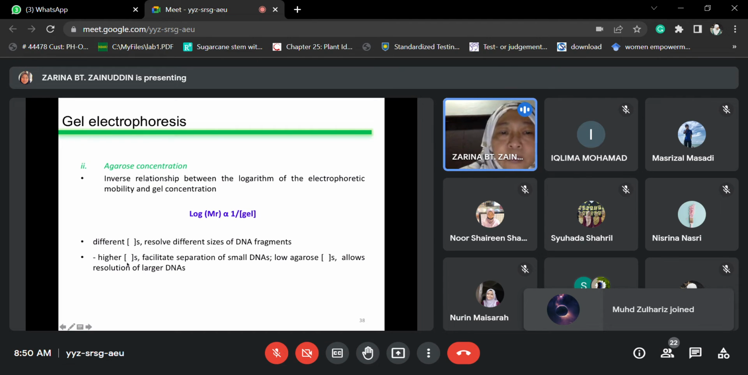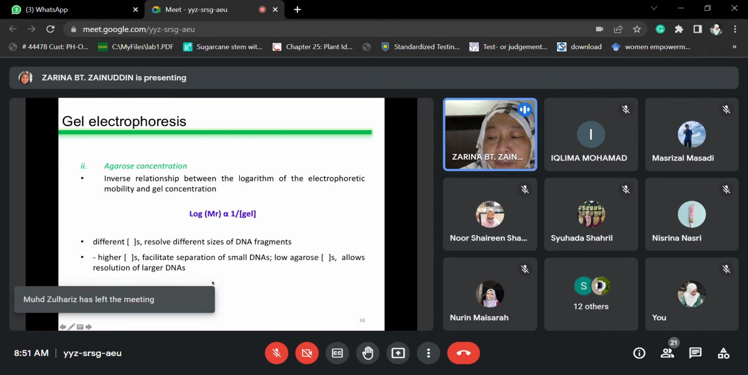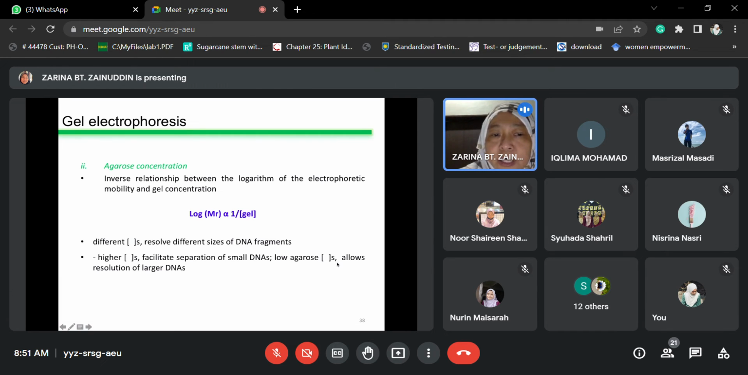So higher concentration will facilitate separation of small DNA. Kalau you tahu you punya DNA tu size besar, jangan prepare concentration of agarose yang tinggi, sebab dia akan move lambat. So low agarose concentration allows resolution of larger DNA. So kalau you want to run larger size of DNA, you prepare 1%, for example. But if you want to separate small DNA, normally kita use higher concentration lah.